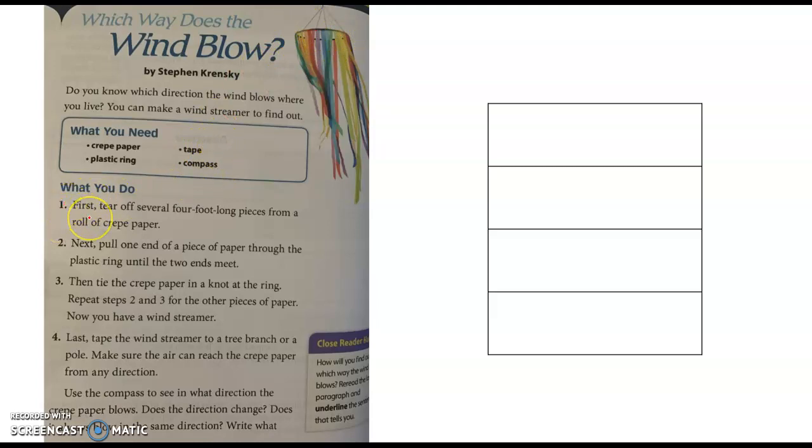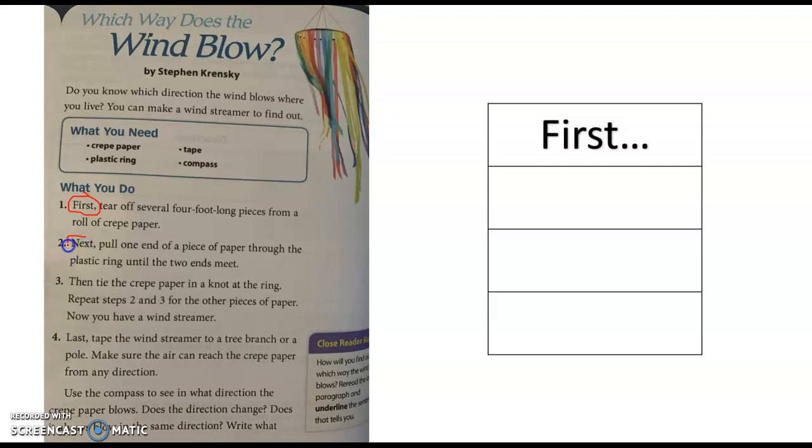1. First, tear off several 4-foot long pieces from a roll of crepe paper. Do you see any sequence words there? Absolutely, we have the word first. So, we now know what we have to do first. Next, pull one end of a piece of paper through the plastic ring until the two ends meet.